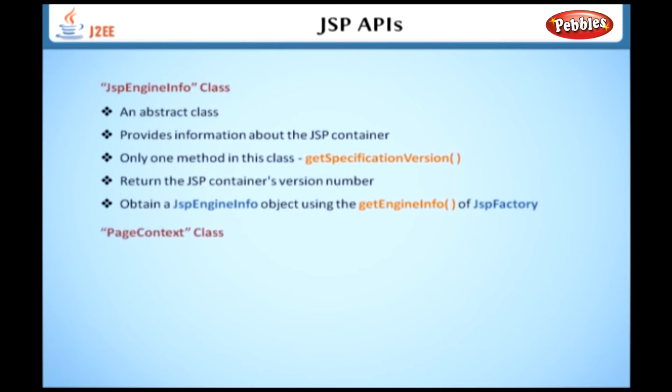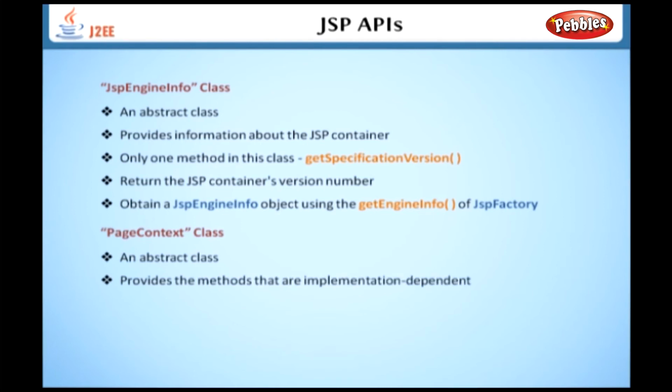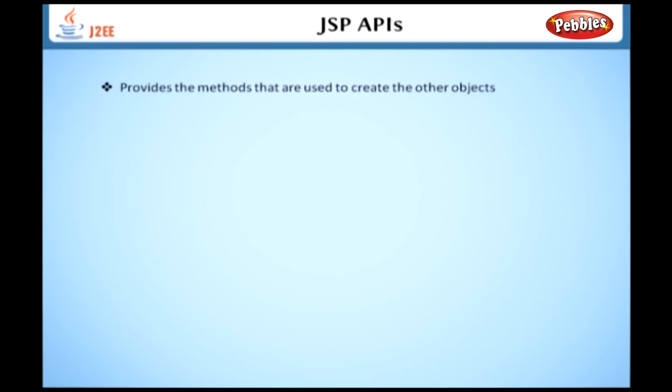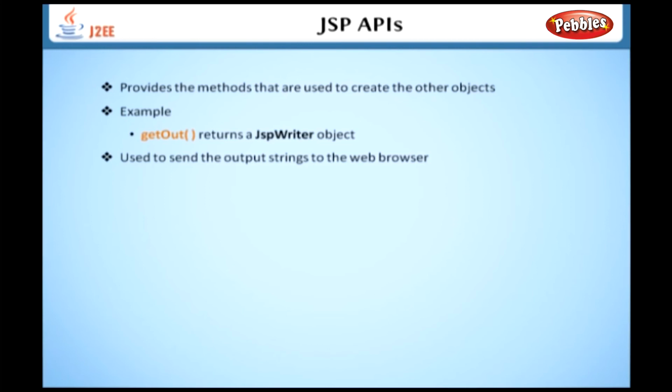The PageContext class. The PageContext class is also an abstract class, which provides the methods that are implementation dependent. We can get this object inside the _jspService method by calling the getPageContext method of the JspFactory class. The PageContext class provides the methods that are used to create the other objects. For example, the getOut method returns a JspWriter object that is used to send the output strings to the web browser.